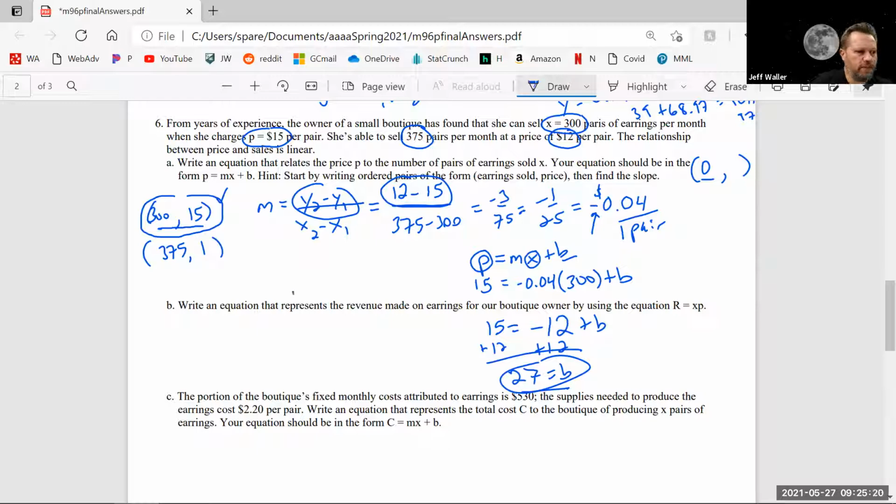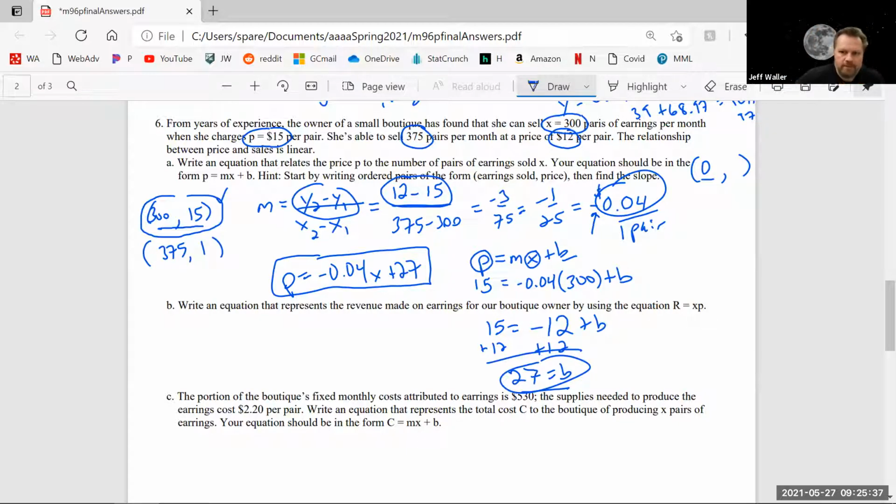So our answer again was negative 0.04. We got that here, X, and we got 27 a couple of different ways. So that is our price and number of earrings to sell relationship. It makes sense. If I want to sell more earrings, I should lower the price. Doesn't that just make sense?